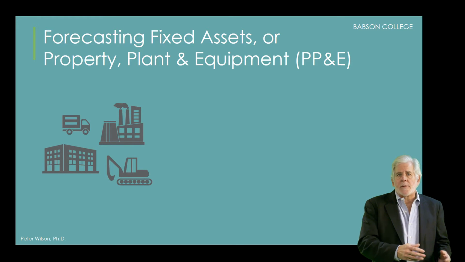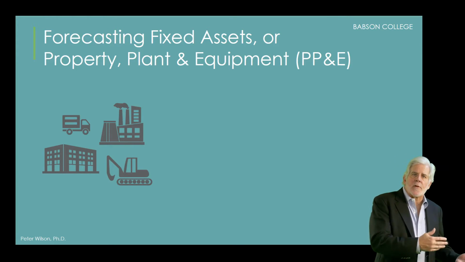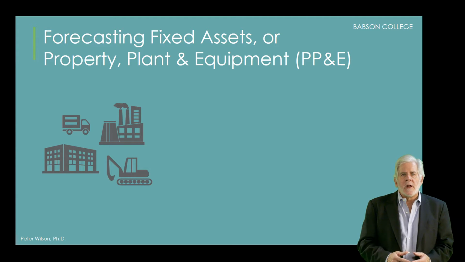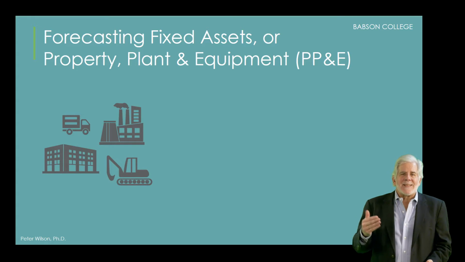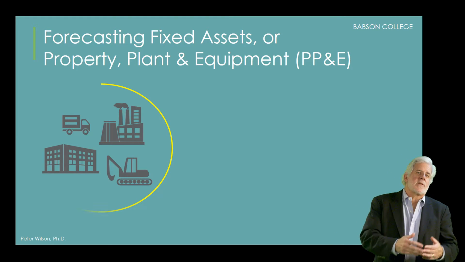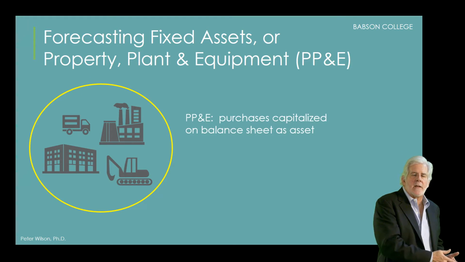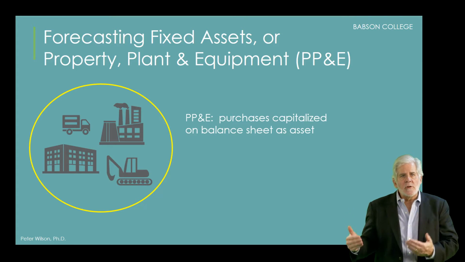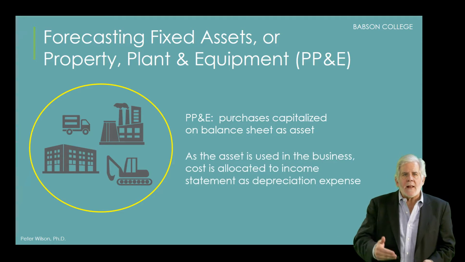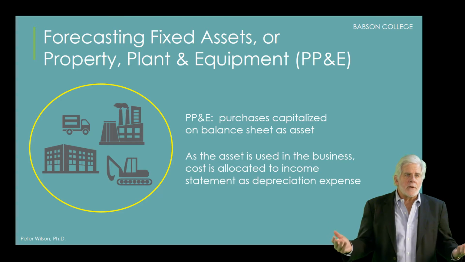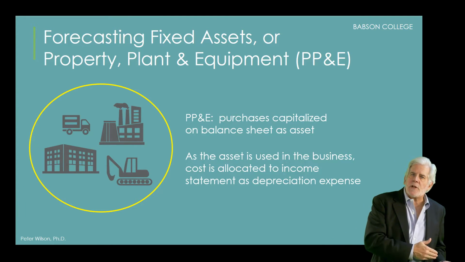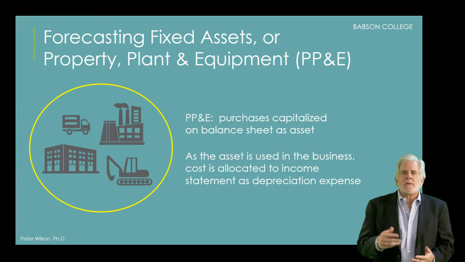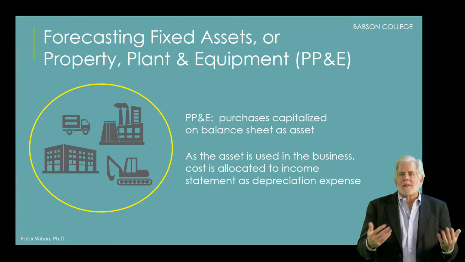As we saw earlier in the course, since assets like these are going to be used for more than 1 year, their cost is not recognized all at once on the income statement. Instead, the cost of these assets is first capitalized as an asset. Then, as the asset is used in the business, the cost is allocated to the income statement as depreciation expense. Given this close relationship between depreciation and fixed assets, these two accounts are usually forecasted at the same time.